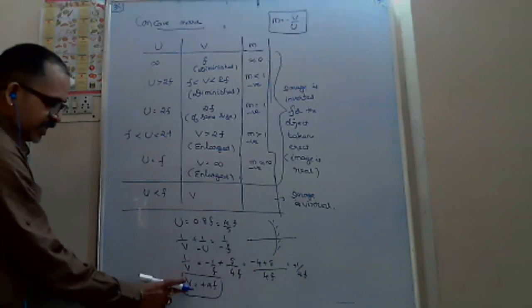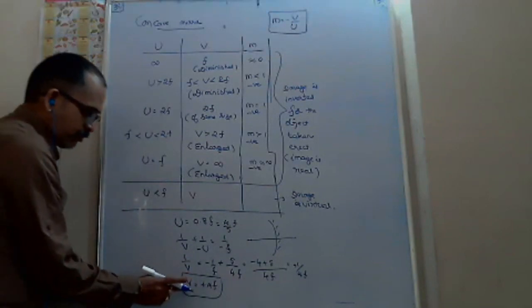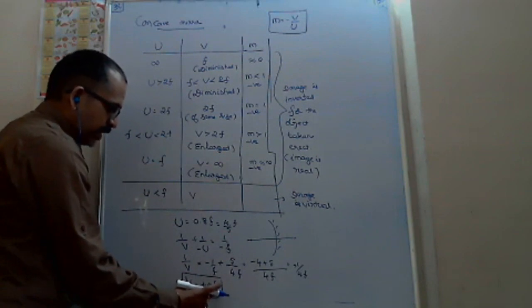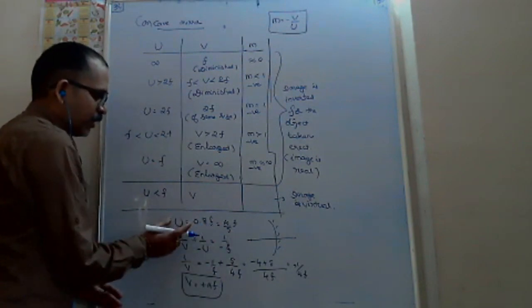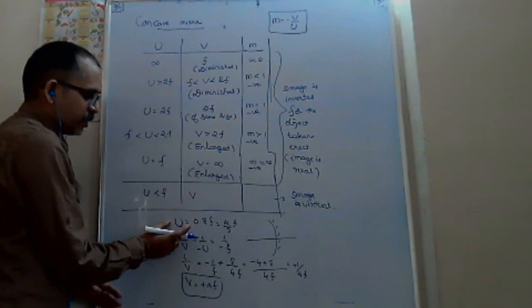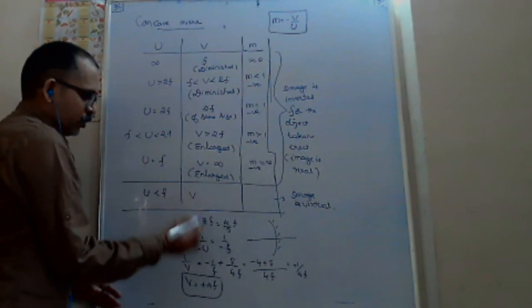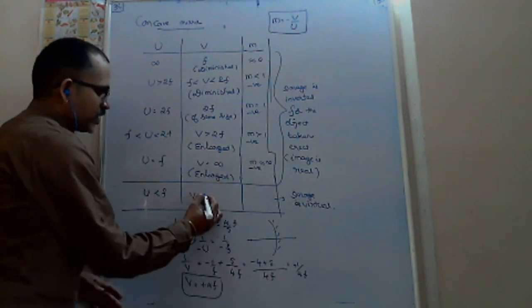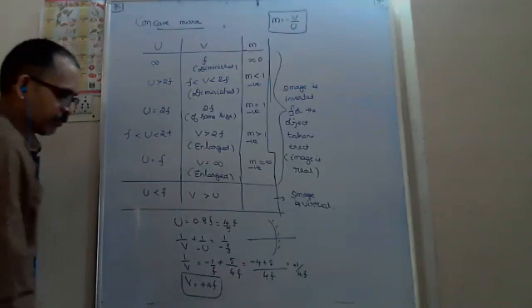So if you see here, the value of the distance of the image is greater than the value of u that you are taking there. Okay. So this is 4f by 5, whereas v is 4f. So v is greater than u, surely.